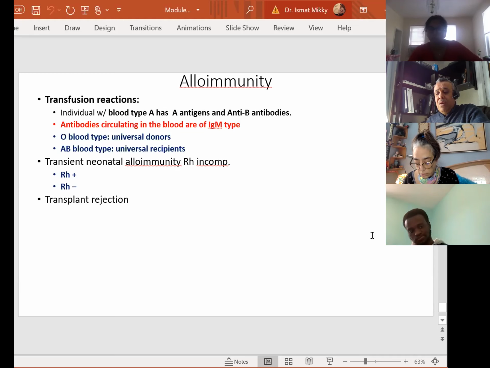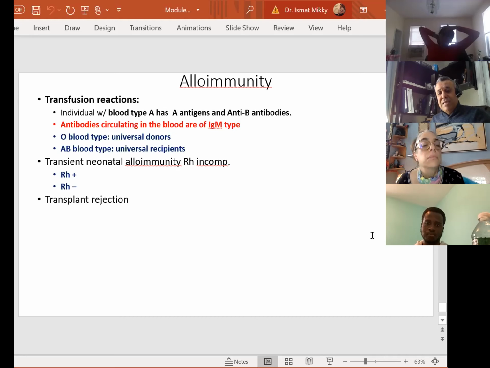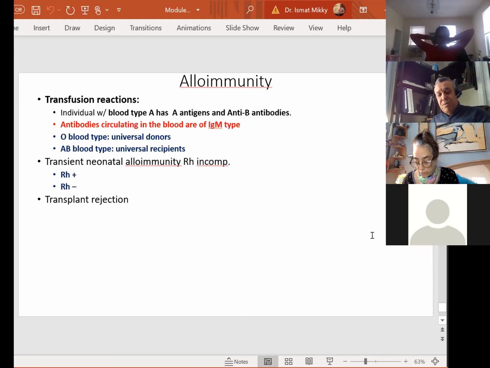I explained how the baby who has an Rh positive, the mother's immune system will react, right? And destroy the baby's RBCs, red blood cells, and then the baby will develop hemolytic disease of the fetus, which is severe anemia due to the destroyed RBCs in response to that incompatibility, what is called the Rh incompatibility. And you can add to that also alloimmunity, transplant rejection.